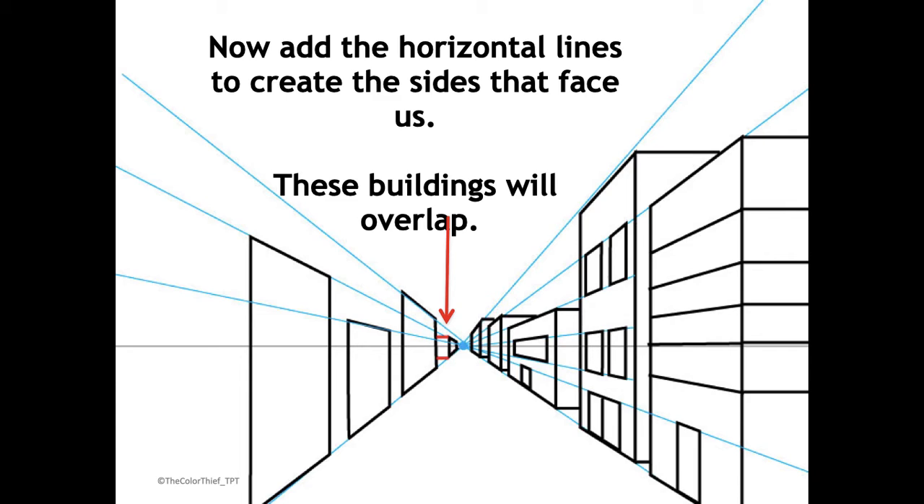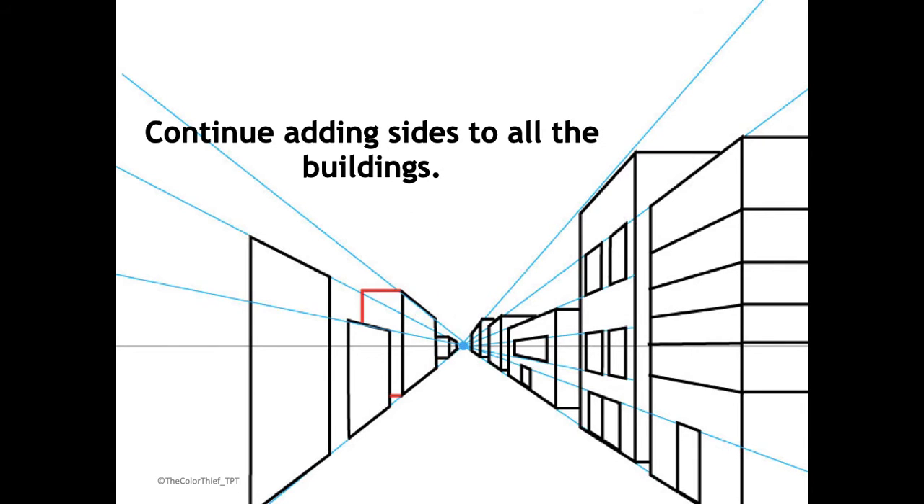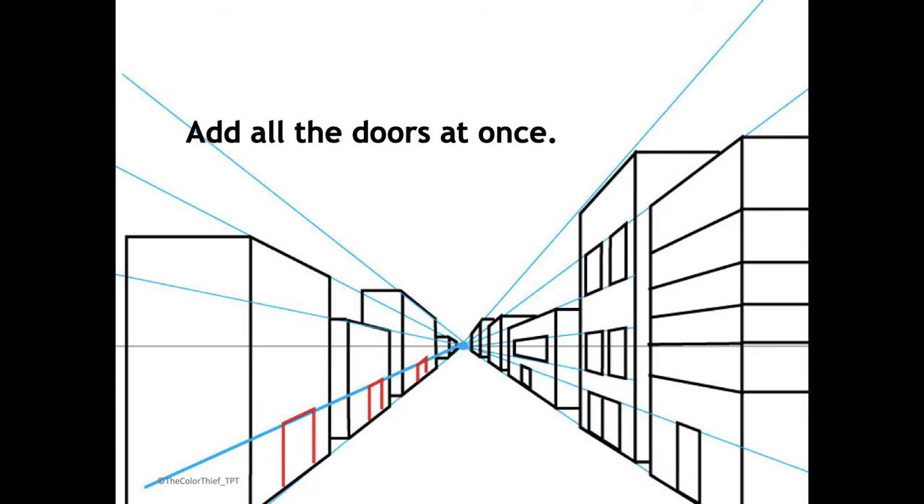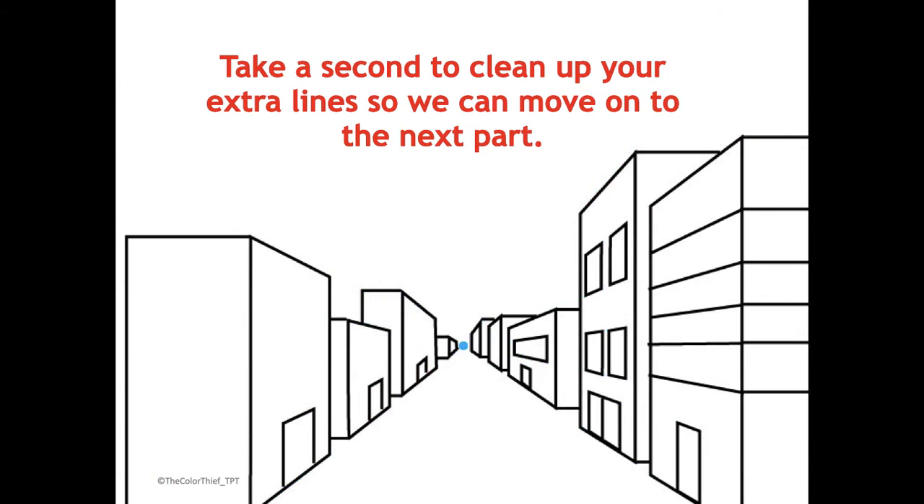Next, you are going to add the horizontal lines to create the sides of the building that faces us. These buildings will overlap, just like you see here. The lines of the part of the building facing us will go horizontal, straight. Continue adding sides to all of your buildings. Next, add all of your doors utilizing the same technique. Now, take a second to clean up your work. Erase any extra lines before we move on to the next part.